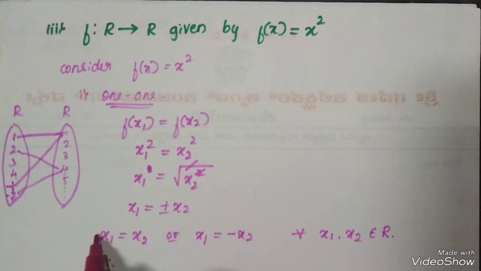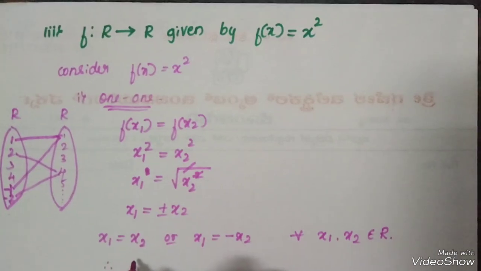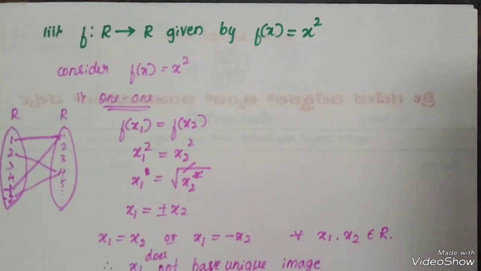Therefore, x1 equals plus x2 or x1 equals minus x2. x1 has two values. Therefore, it does not have a unique image. Therefore, the function is not one-one. F is not one-one.